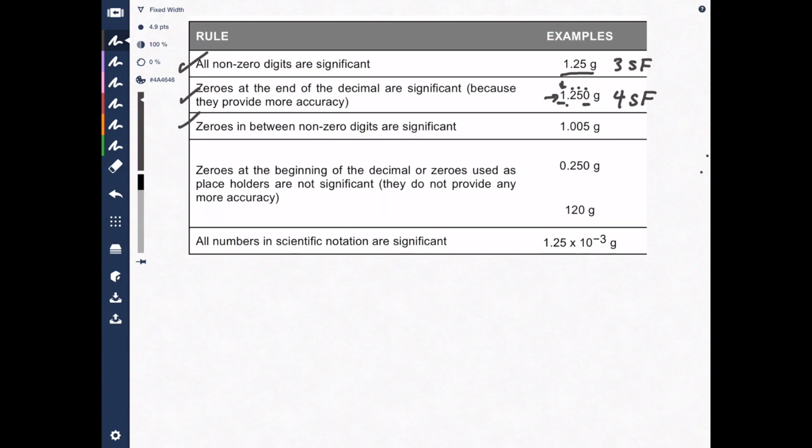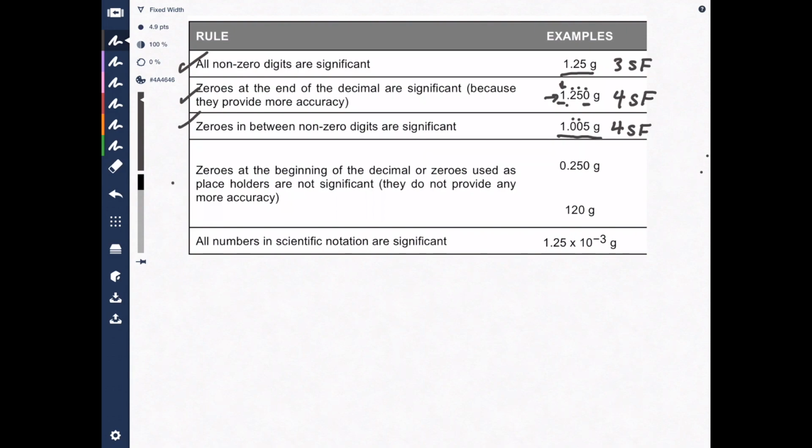Now, the next example: zeros in between non-zero digits are significant. Take a look at this measurement here. We have 1.005 grams. These zeros inside of here are known as sandwich zeros. What that means is that they're sandwiched between 2 non-zero digits, the 1 being non-zero and the 5 being non-zero. The zeros in between them are significant. They would have had to have been measured. So this is also 4 significant figures. So far so good, right?